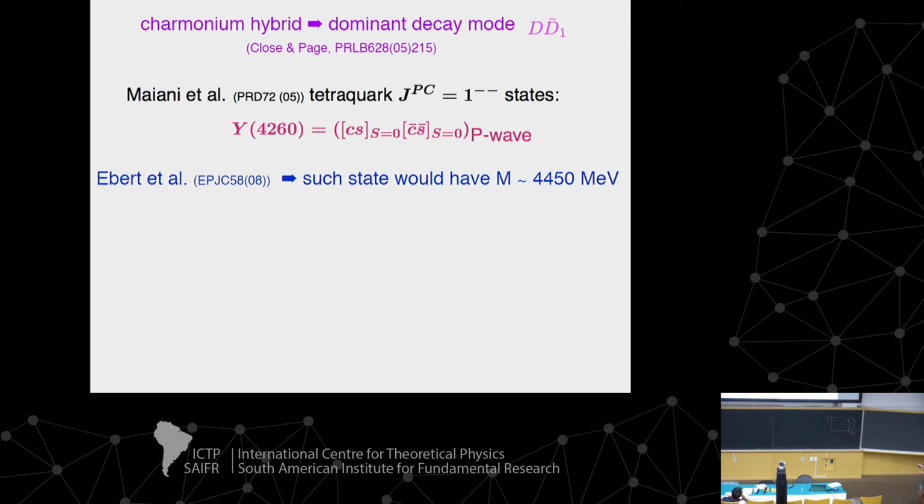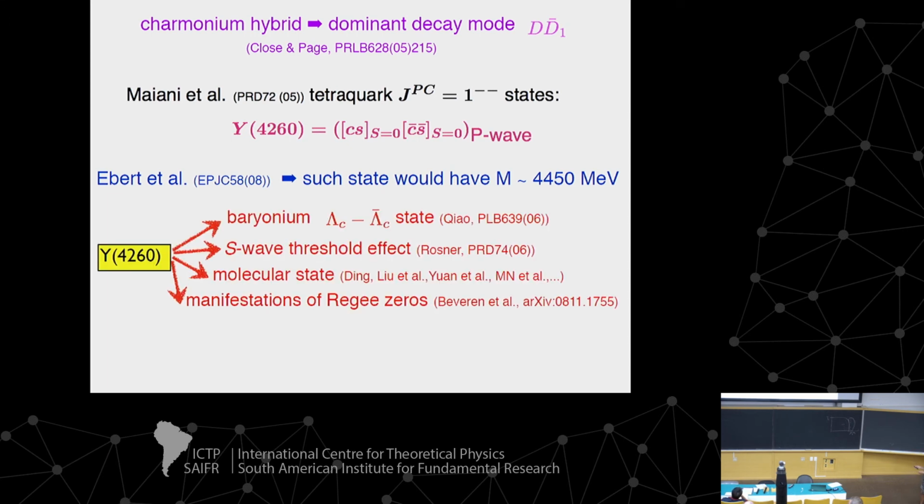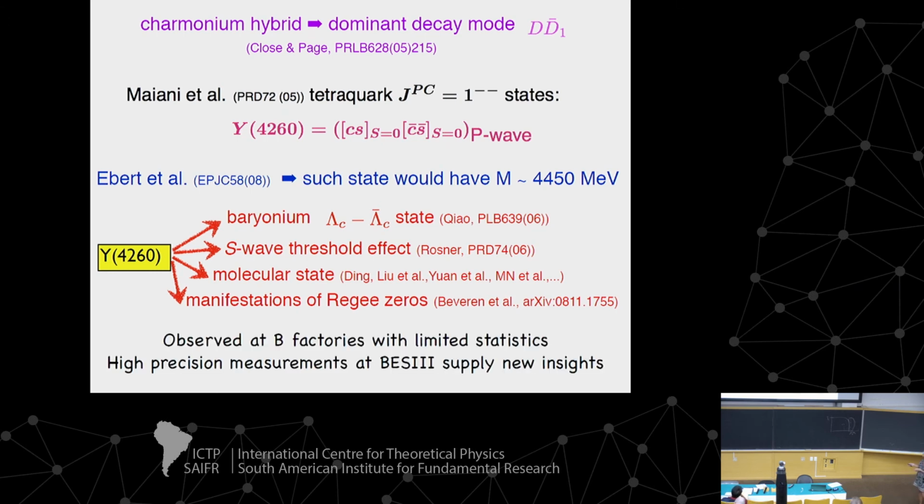There is this calculation by Maiani and collaborators that supposes it could be a 1 minus minus tetraquark state, but with strange content here. Although there is a theoretical calculation that says such a state would have a much higher mass than 4260. There are other possible explanations for this state, like a baryonium, an S-wave threshold, a molecular state, or a manifestation of Regge zeros. And all these three states, in particular the Y(4260), were first observed by B factories with limited statistics.